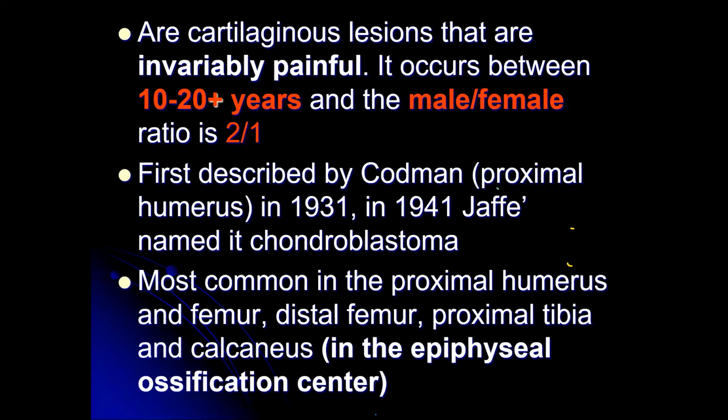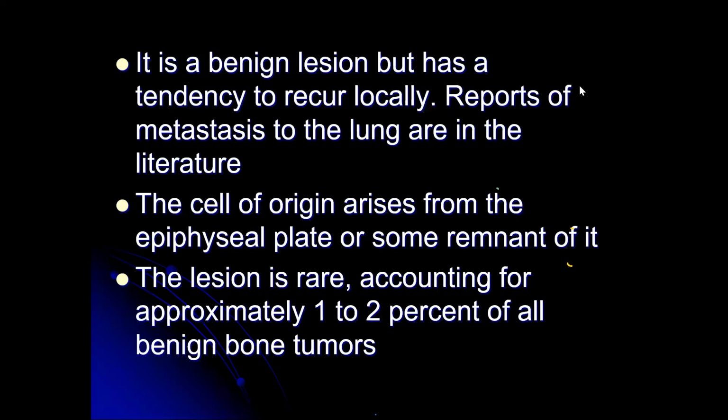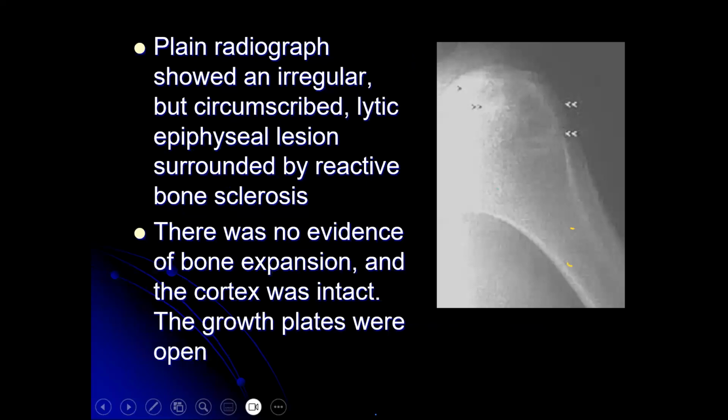you can see which metastasize to the lung. So you have to be very careful about this. This is another lesion. This is what we call the Codman's tumor. See the cartilaginous background.